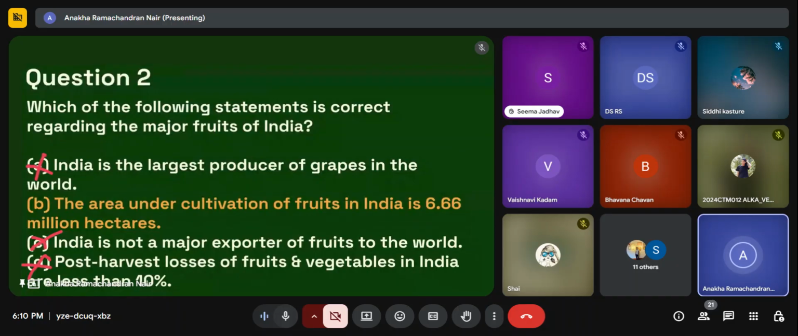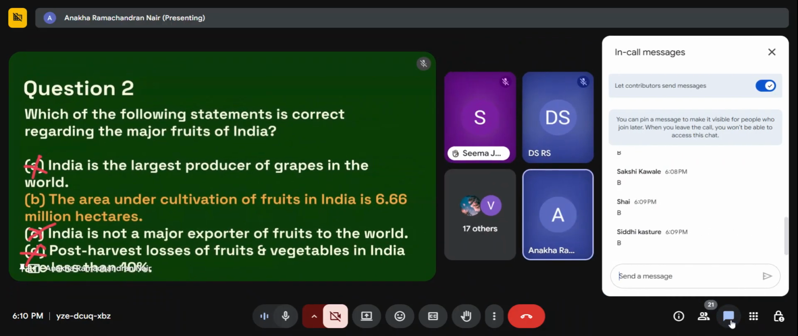All right. If there are no doubts in this question, you can also write down any doubts that you have in the chat. If there are no doubts, I'll move on to question number three.